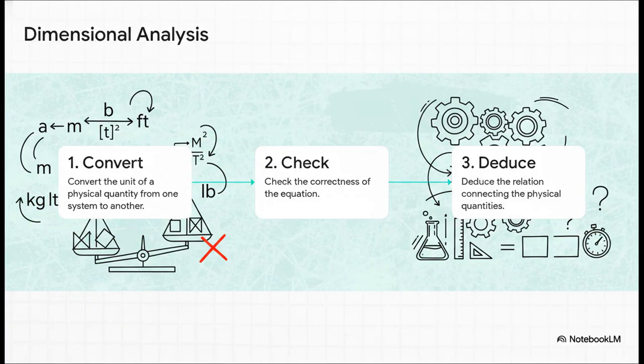So what can you do with this superpower? Well, for one, you can easily convert units from one system to another. Two, and this one is a game changer, you can check if an equation is even possible. If the dimensions on one side of the equal sign don't match the other side, then your equation is just plain wrong, period. And three, you can actually figure out the basic form of an equation just by looking at the dimensions involved. It's an unbelievably powerful tool.